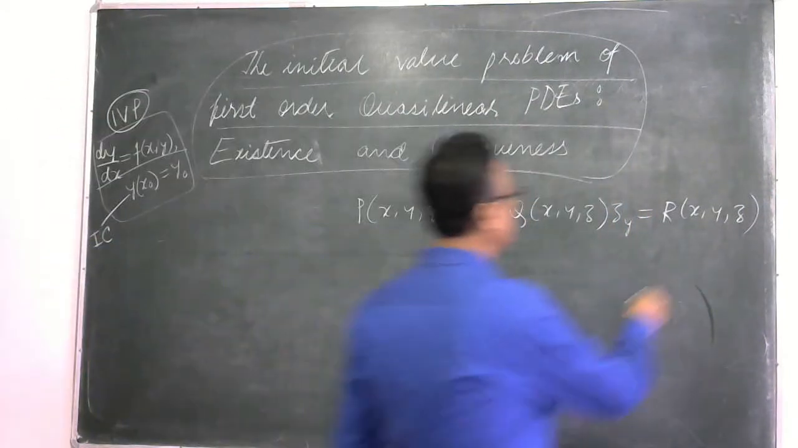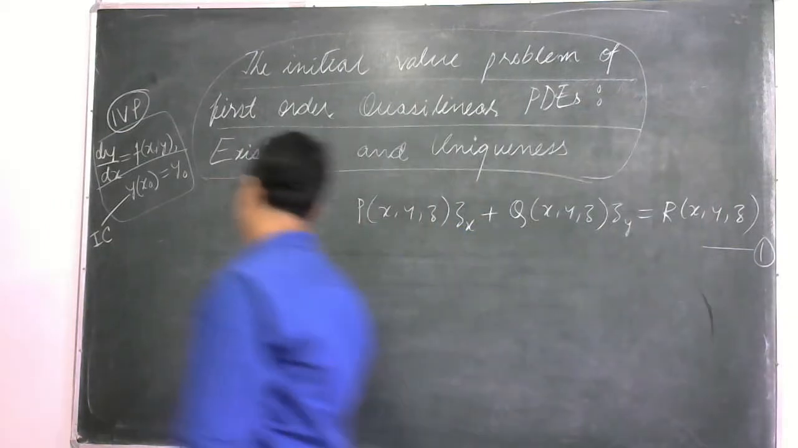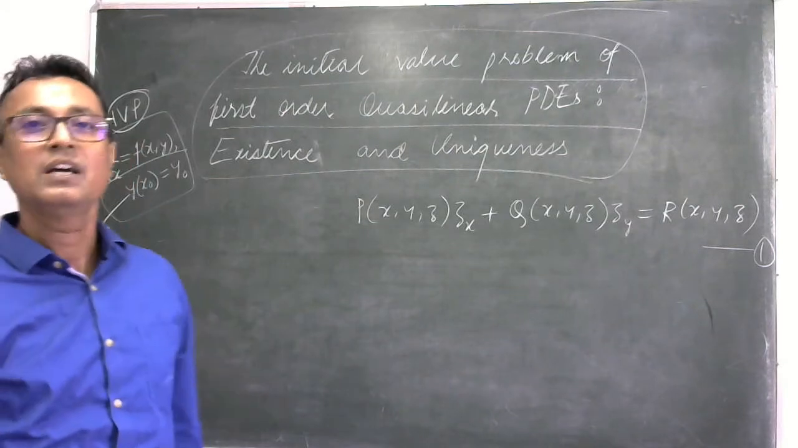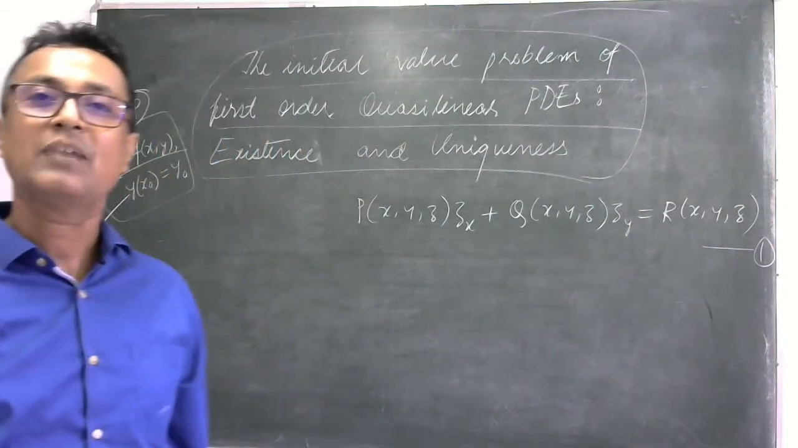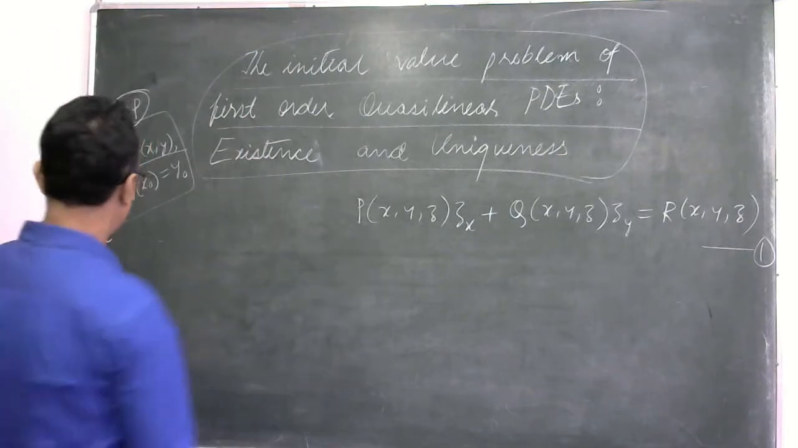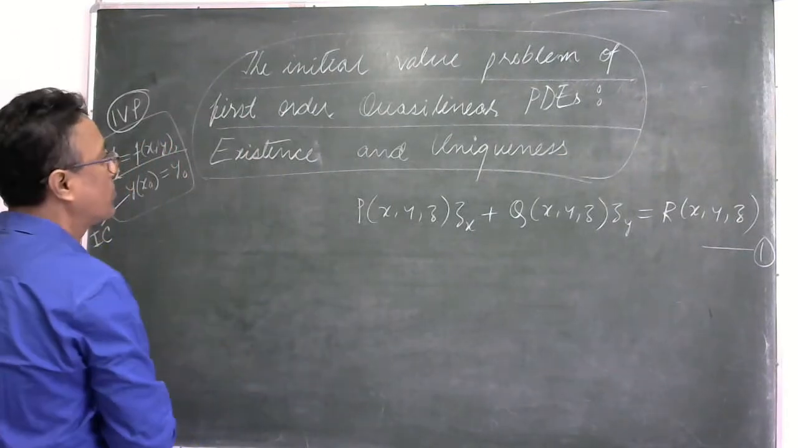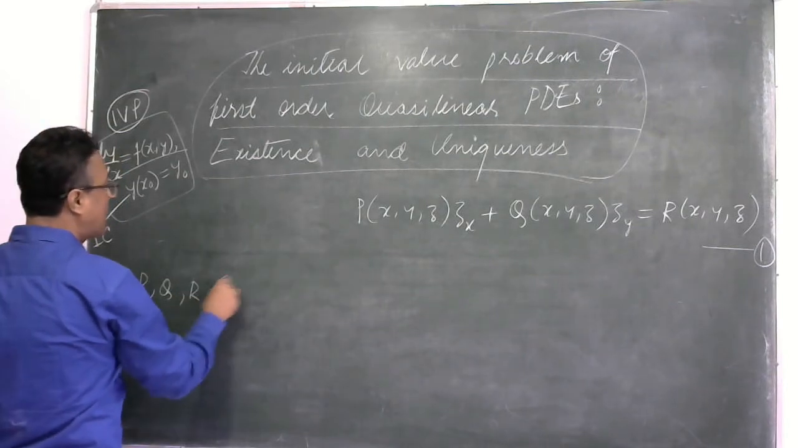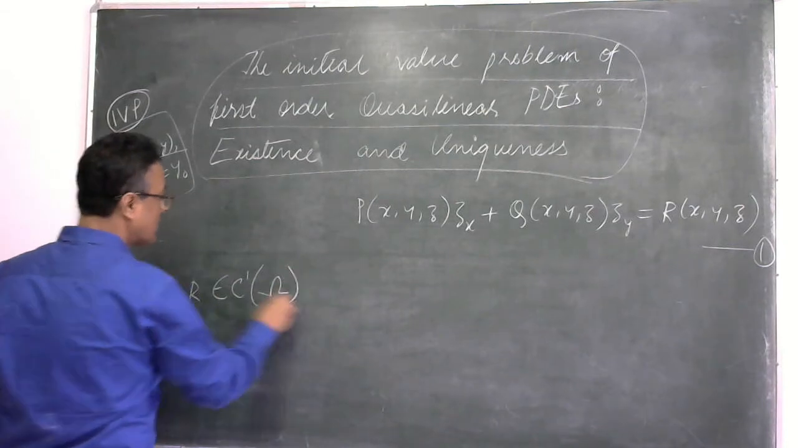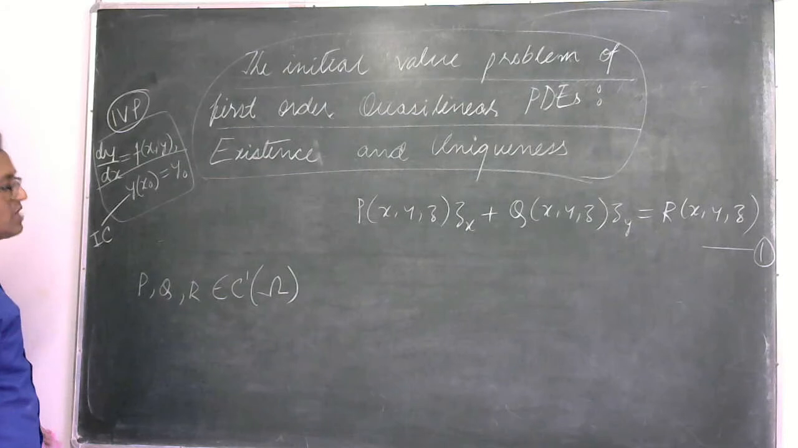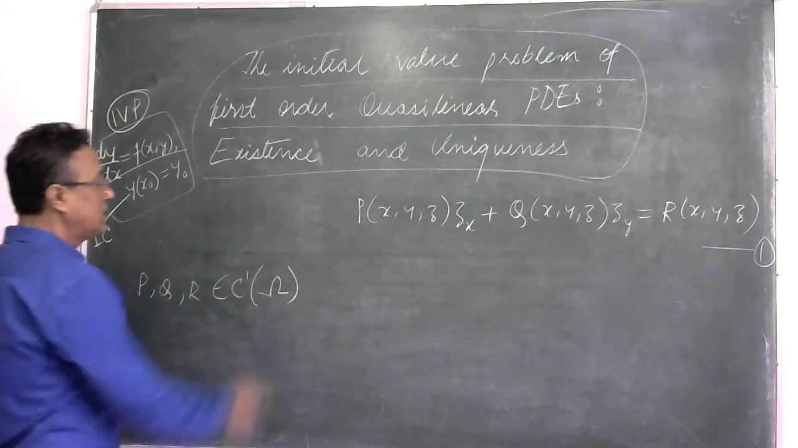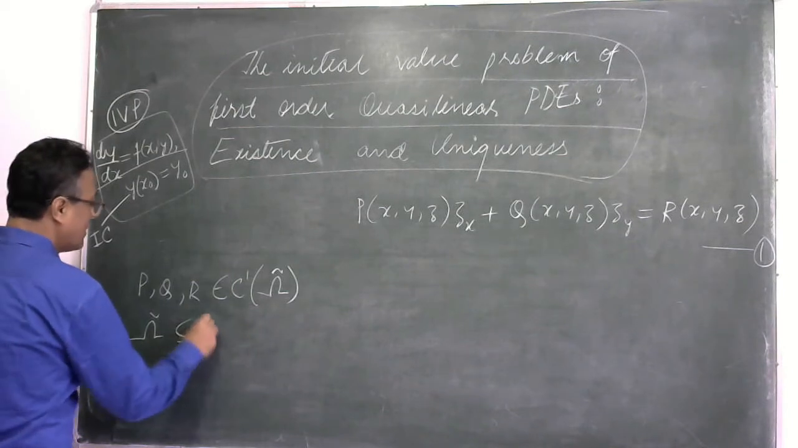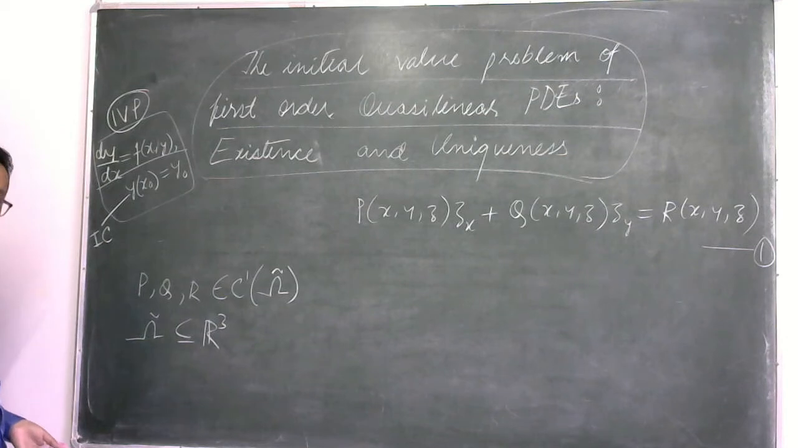Now, obviously, because I am trying to construct an initial value problem, that is why I have to have an initial condition. Here, P, Q, R, I am going to define them as some class C1 function, you know the meaning of that, in omega tilde, where omega tilde is a region in R3.